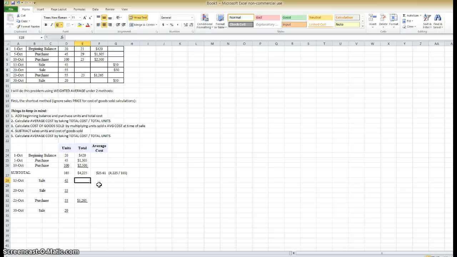Now we come down to the sale, and this is where we're going to calculate cost of goods sold. To take cost of goods sold, we are going to take the units sold, which were 45 units, and we're going to multiply it by the average cost we calculated right before the sale. And to keep it simple for you guys, I'm going to multiply it just by the 25.61.